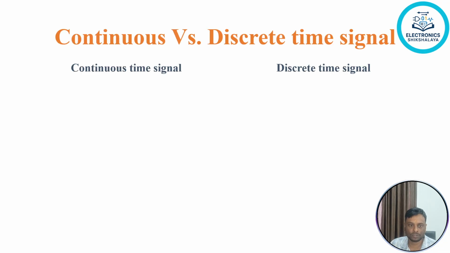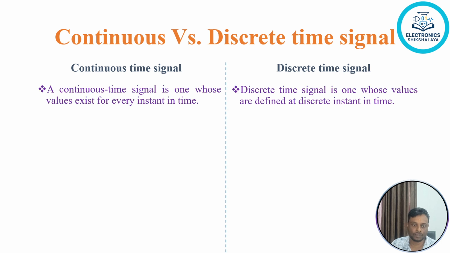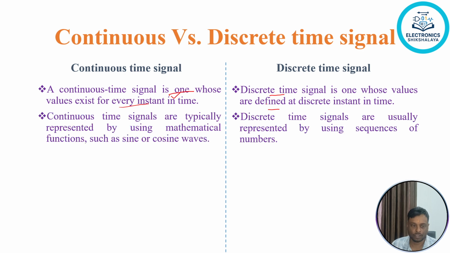A continuous time signal is one in which the value exists at every instant of time. Similarly, for a discrete time signal, the value is defined only at discrete instants of time. Continuous time signals are typically represented by mathematical functions like sine and cosine waves, and discrete time signals are specified by a sequence of numbers.